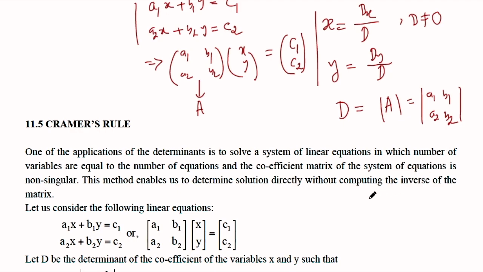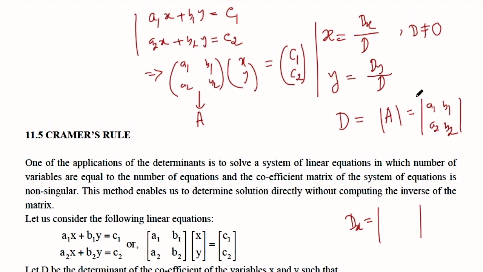And what is Dx? Dx is the determinant of the coefficient matrix, but in the coefficient matrix, the x coefficients will be replaced by the right hand side, by this column.